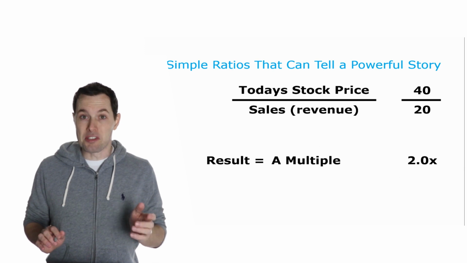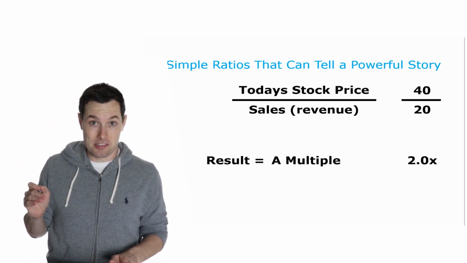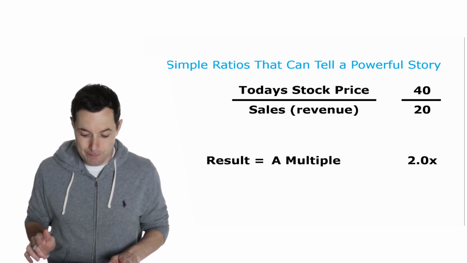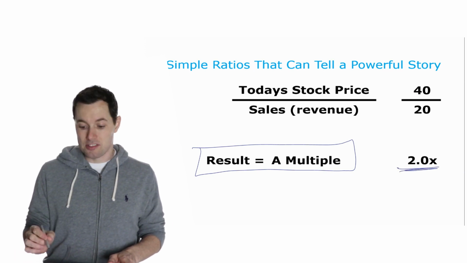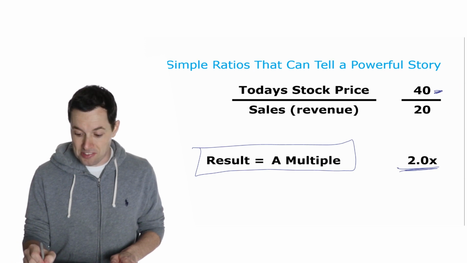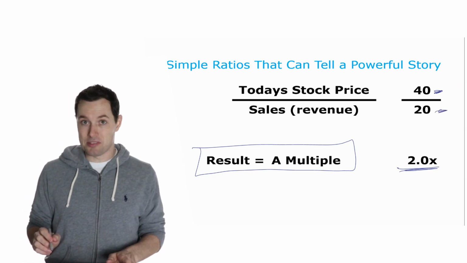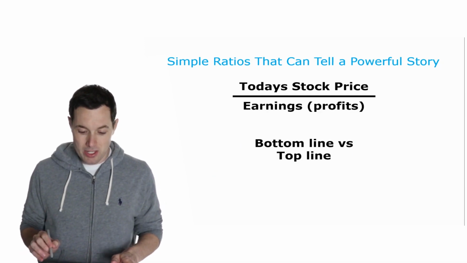Price to sales is a rather simple ratio. You take today's stock price and you divide it by the sales, also known as the revenue. Those two terms are used interchangeably often. And the result is something that looks like this, 2x. So in this example, if the stock price was $40 per share and the sales were $20 per share, you'd have a ratio of 2 times. Simple enough. Moving on to the next one.